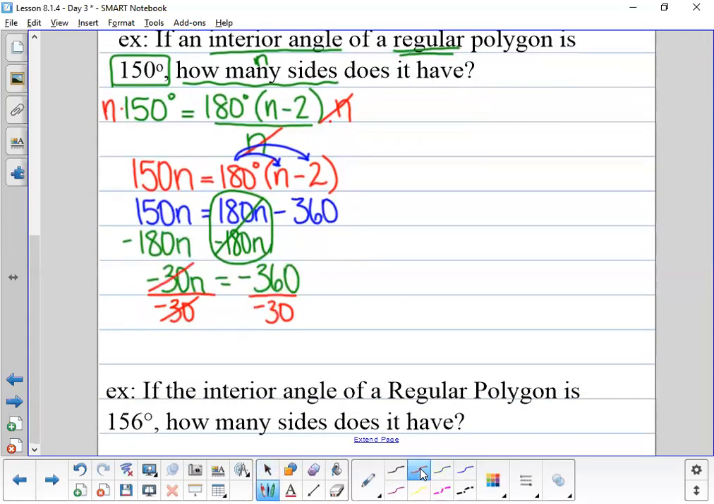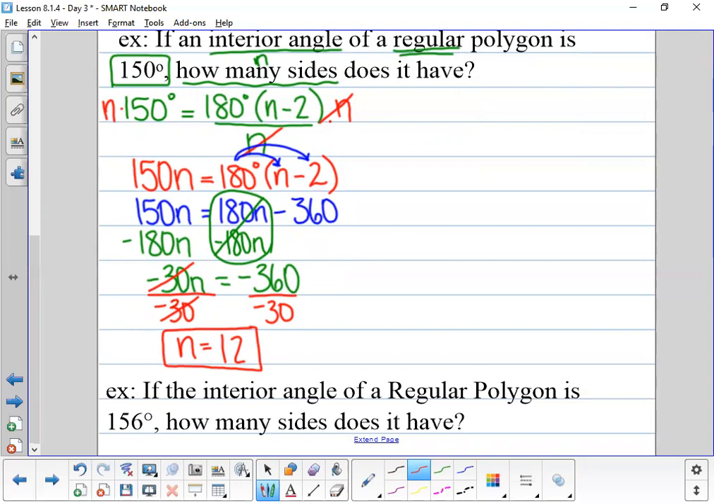Move that down a little bit. And negative 360 divided by negative 30, if I put that into my calculator, I get 12. Okay, so that means that my polygon has 12 sides. So there's method 1 to solve and figure out. Again, don't write any of that down yet.